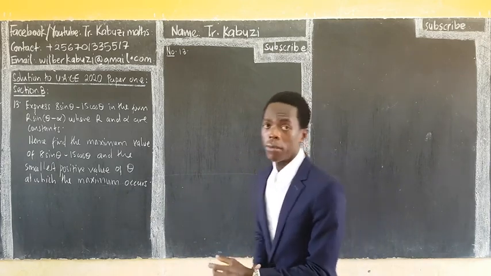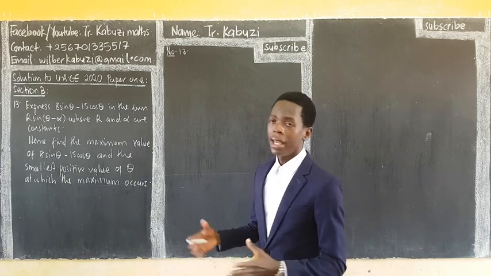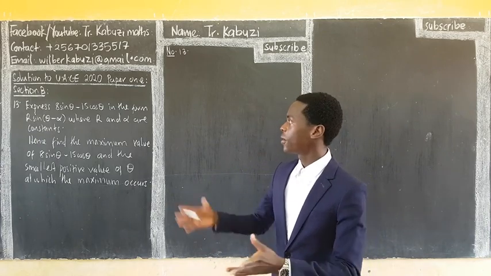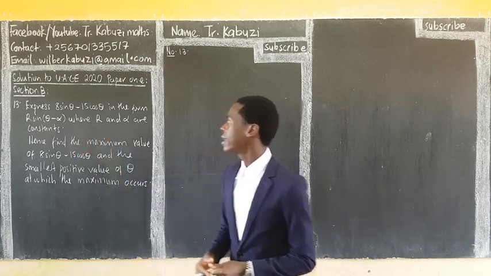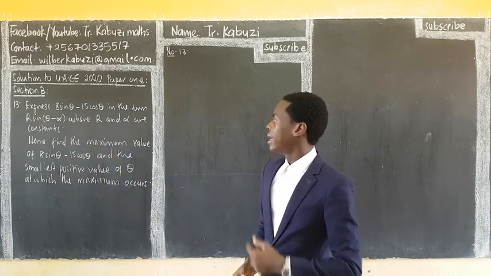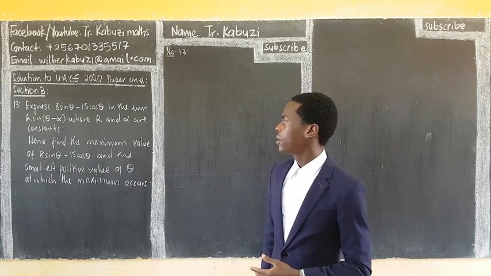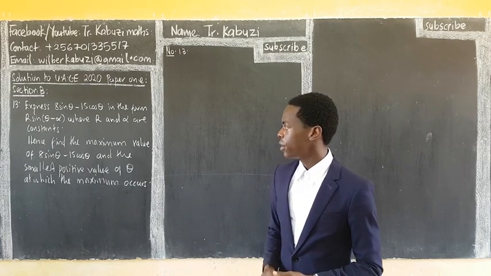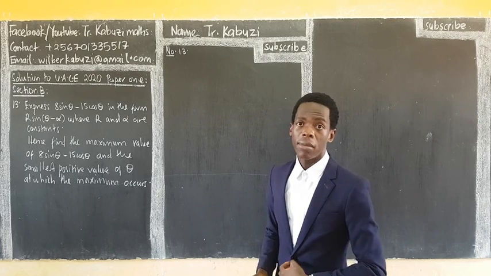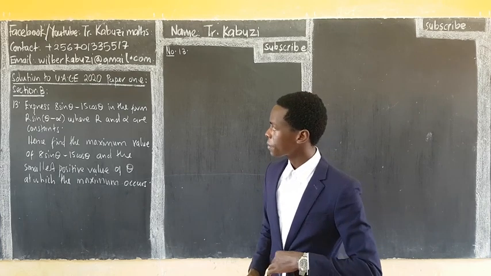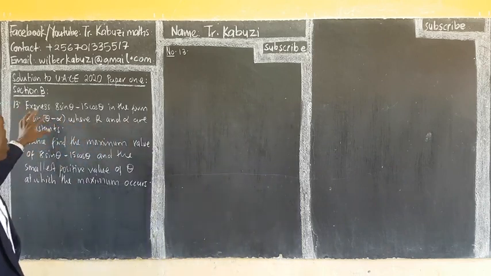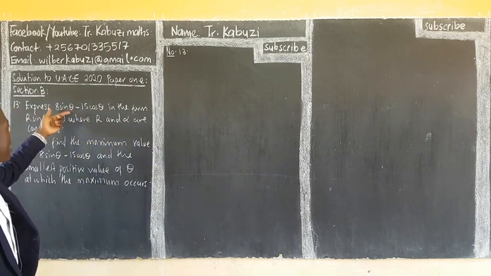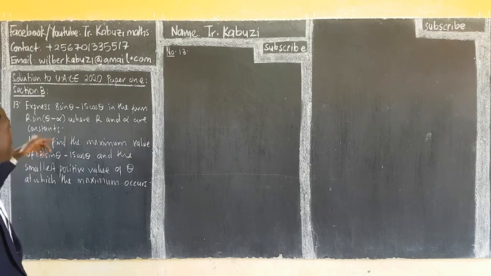So this one was from trigonometry, specifically the use of our formula. It says express this in the form of this, where r and alpha are constants. Hence, find the maximum value of this and the smallest positive value of theta at which the maximum occurs. So what we do, to use our formula, of course, even if we don't set for you this, you can handle this yourself. If you study a certain sine, it's always put in terms of sine.